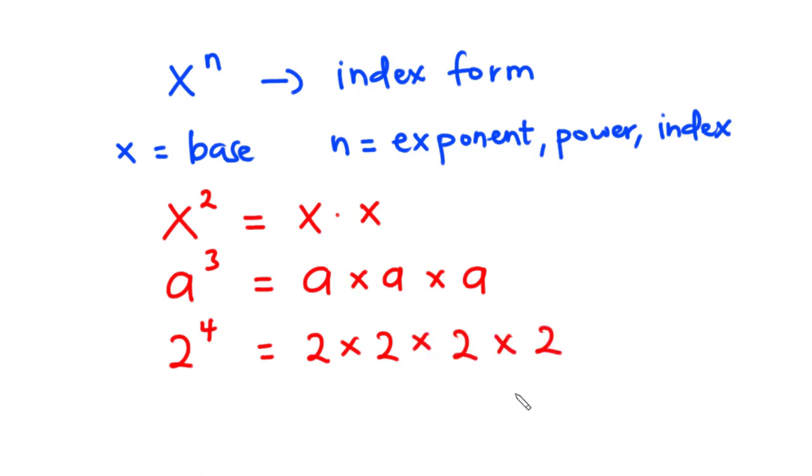So this is basically an introduction. Let's move ahead and talk about some other laws of indices. So now let's talk about the first law. For the first law, any non-zero number or variable raised to the power 0 is equal to 1.